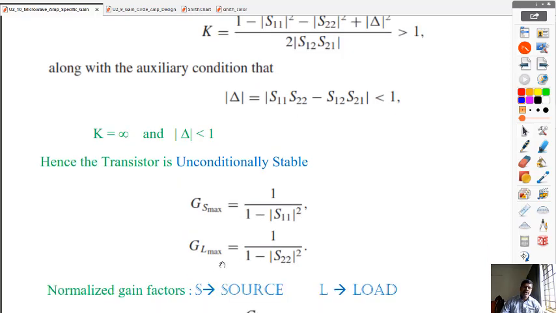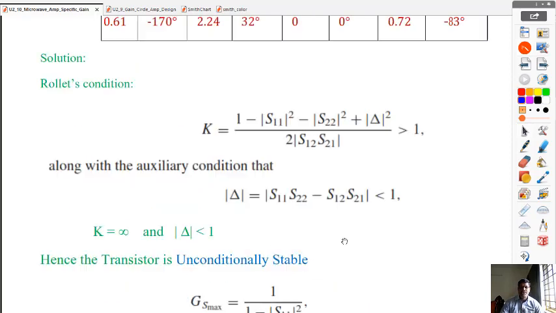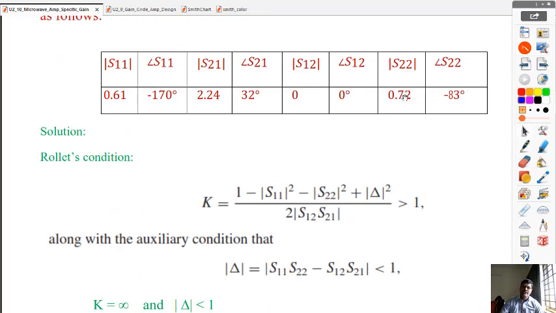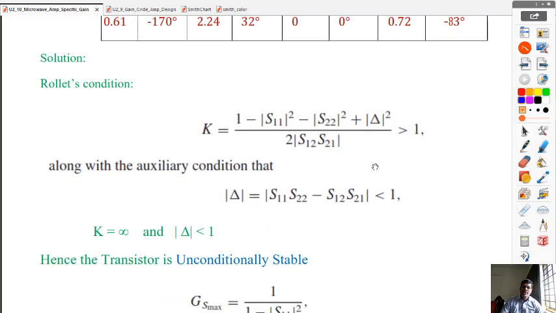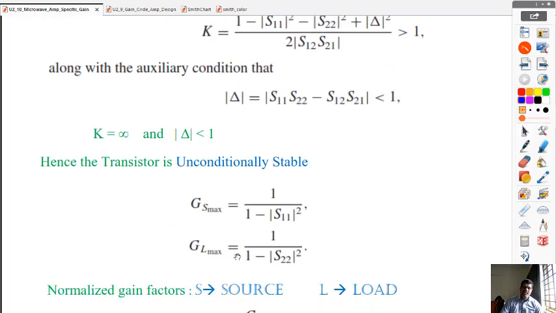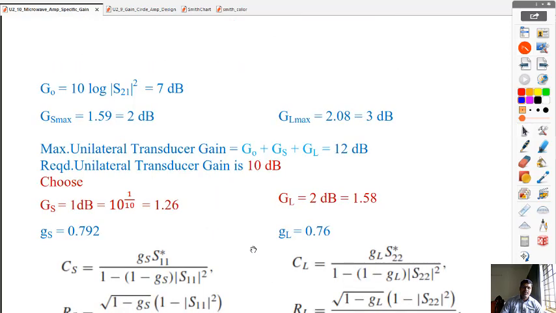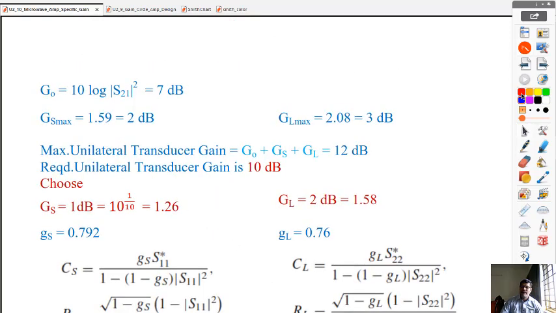Similarly, the GL maximum equals 1 by 1 minus modulus of S22 squared. Now see, the modulus of S22 is 0.72. Now we apply this value here and simplify the expressions. We will get the values: GS max is 1.59 and GL max is 2.08.